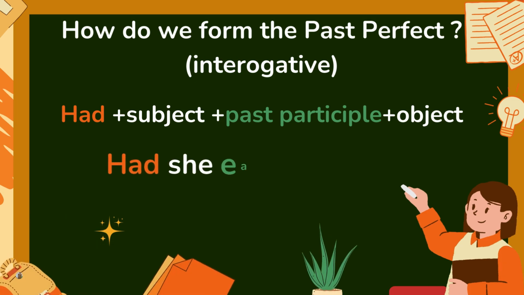How do we form the past perfect interrogative? Had plus subject plus past participle plus object. And an example is had she eaten the lunch?